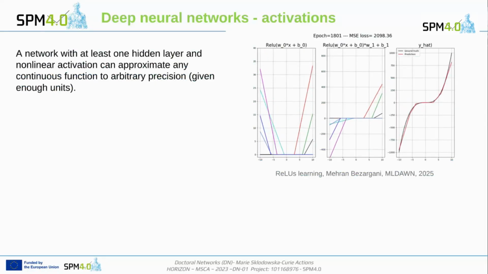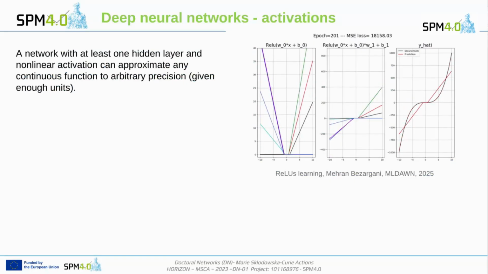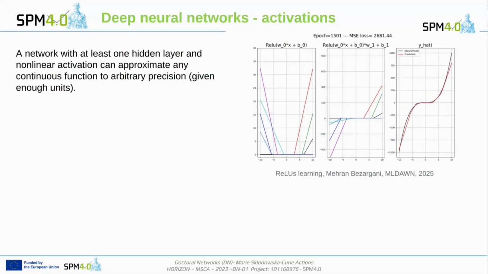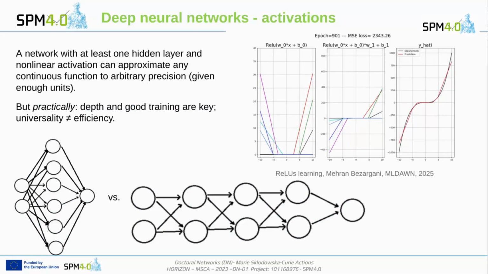Okay, so also this is an interesting point. Basically, a network with at least one hidden layer and nonlinear activation functions can approximate any function to any precision you want, given enough units in the layer. But practically, this is not how you build your networks, because that is actually pretty useful. We can discuss this if it's interesting, but for now I'll skip the explanation of why this is the case.